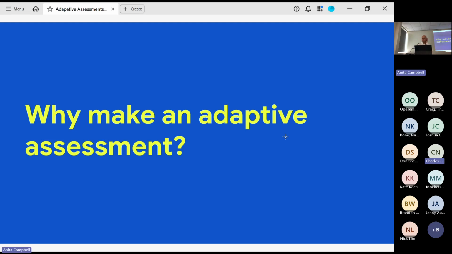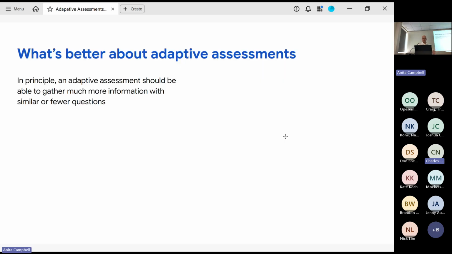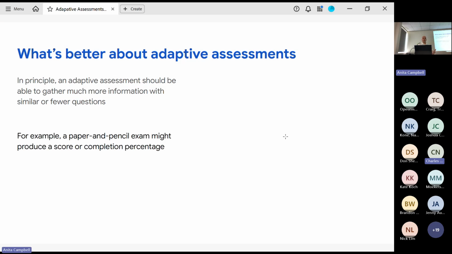So why would we do this? Why go through all the trouble of making an adaptive assessment when it's so much easier just to make a paper and pencil test and grade it and so on? As I mentioned before, we should be able to get a lot more information because we can selectively choose questions to gather more information. With a paper and pencil exam, it's a fixed set of questions. They can either answer those specific versions of those questions or not. All we can do is basically count how many they got right.